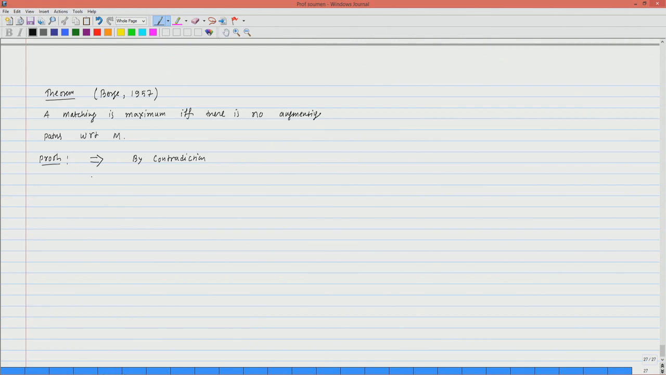So, what it says is that given that M is a maximum matching, okay, for the sake of contradiction, suppose there is an augmenting path P with respect to M.